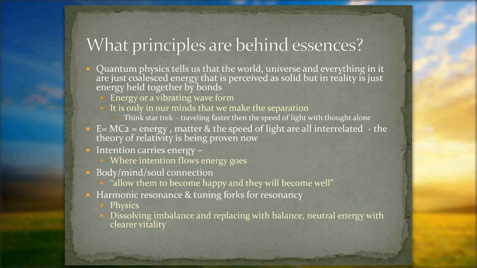Now, this is what we're seeing getting proven by our science. Albert Einstein, who gave us the formula about quantum physics, E equals mc squared, showed that energy, matter, and the speed of light are all interrelated. They're all one.